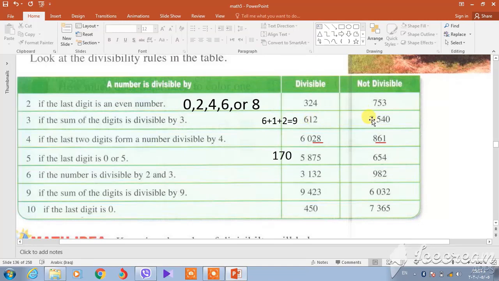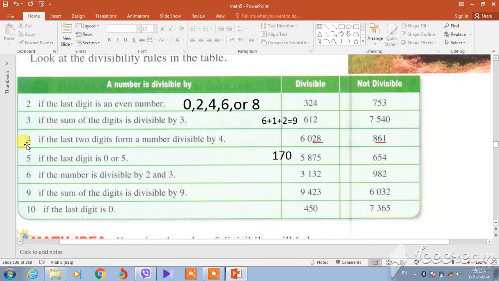And we have 7540. Is it divisible by 3? We need to find the sum. 7 plus 5 equals 12. 12 plus 4 equals 16. Is 16 divisible by 3? No. So 7540 is not divisible by 3.